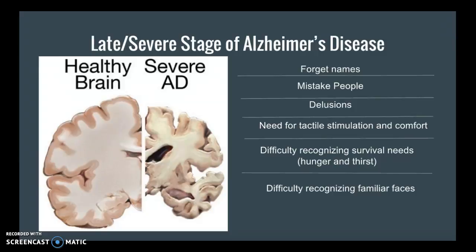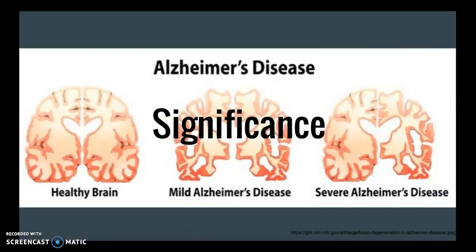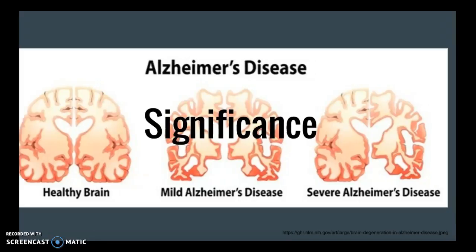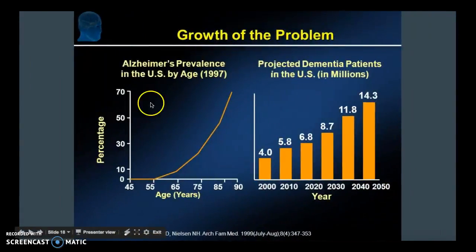So why should we, my group and even scientists, spend so much time researching Alzheimer's disease? Why is Alzheimer's disease so significant? First, let's look at the graph on the left. This graph demonstrates that as one ages, the likelihood of developing Alzheimer's disease increases drastically.